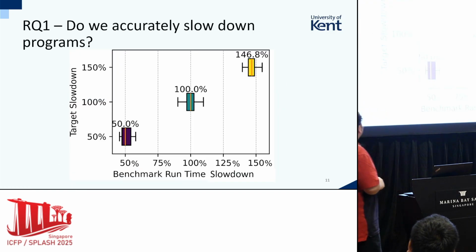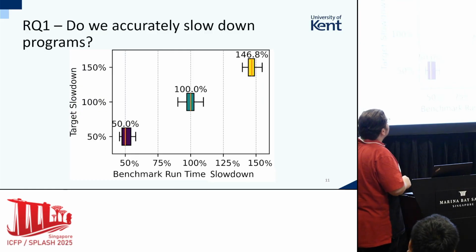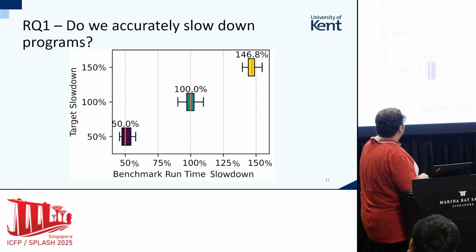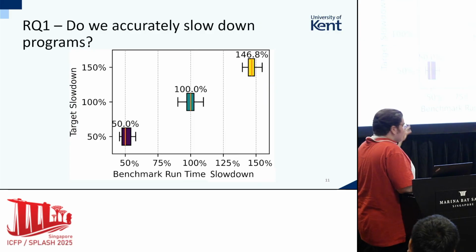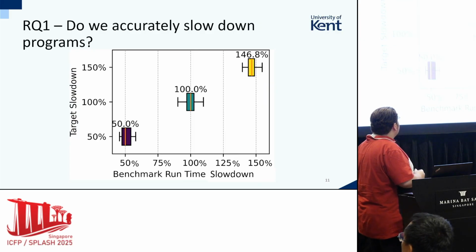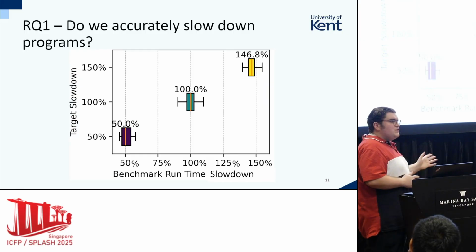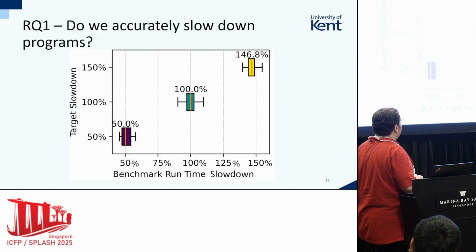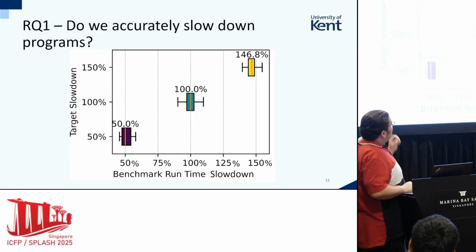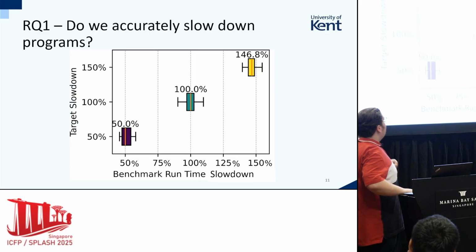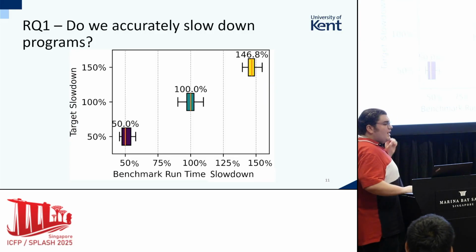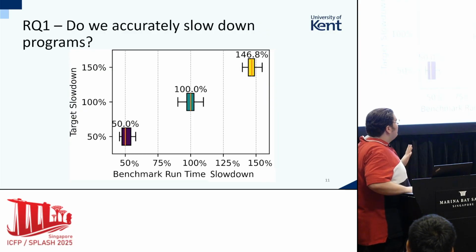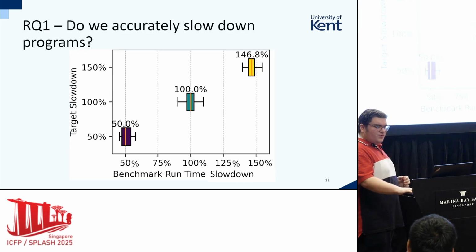So, for the first question, do we accurately achieve slowdown? For our 3 target slowdowns of 50%, 100%, and 150%, yes, pretty much. For 50% and 100%, our median is bang on those target areas, with only a variance around 5 to 10% between each benchmark. For 150%, we've slightly underslowed with the median at 146%, but that is well within range, and we believe it is achievable to increase the slowdown.